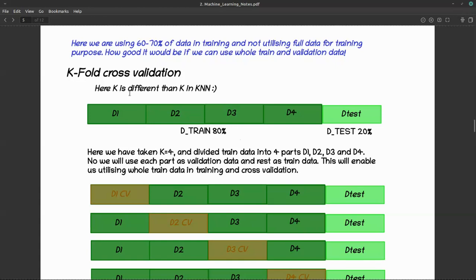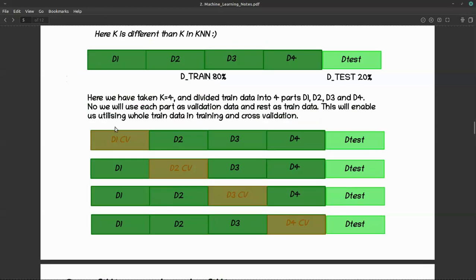So if I take k equal to 4, this k is different from the other k. K-fold cross validation: two fold, three fold, four fold, like that. So let's assume k equal to 4, four fold cross validation, then how will it look? I will take 80% of data, divide into four parts, D1, D2, D3, D4. Then I will take the first part as the validation data set for the cross validation, and train the model on D2, D3, and D4.